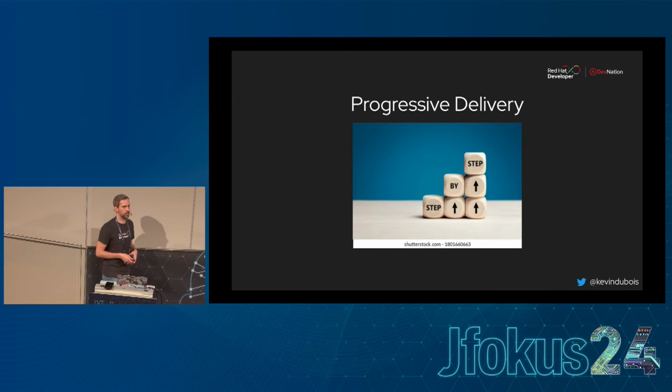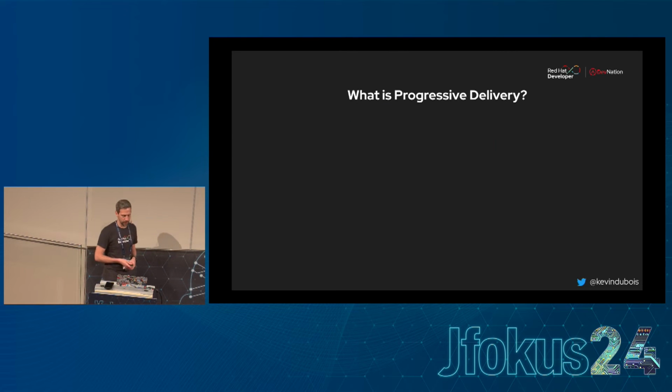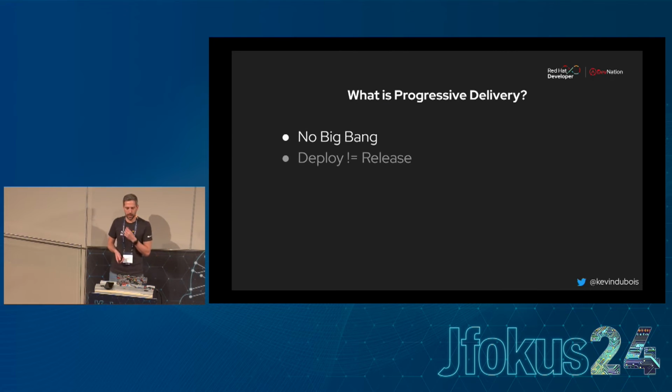Instead, it would be nice if we could do a more progressive delivery and then see what is actually happening with our application. Let's roll it out gradually, and then if something goes wrong, we're not impacting everyone, right? So that's the idea behind progressive delivery. It's not a big bang release.